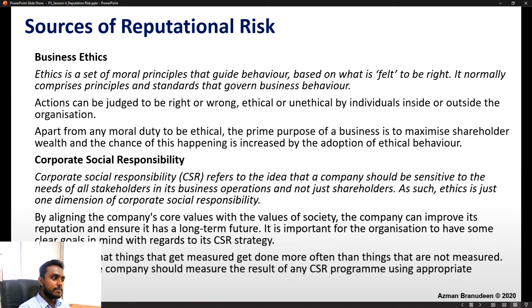By aligning the company's core values with the values of society, the company can improve its reputation and ensure it has a long-term future. It is important for the organization to have some clear goals in mind with regard to its CSR strategy. True. Considering the things that get measured gets done more often than things that are not measured. Especially, the company should measure the result of any CSR program using appropriate metrics.